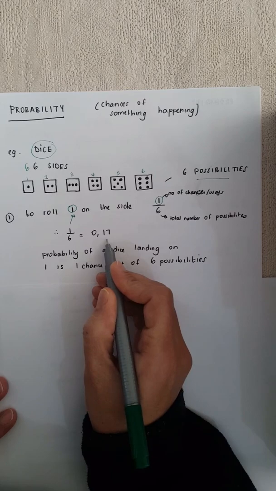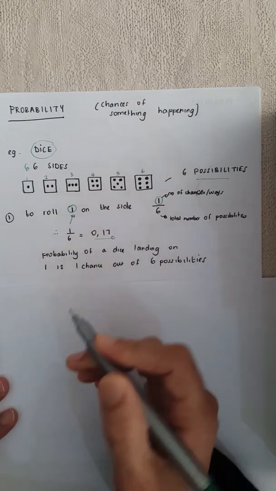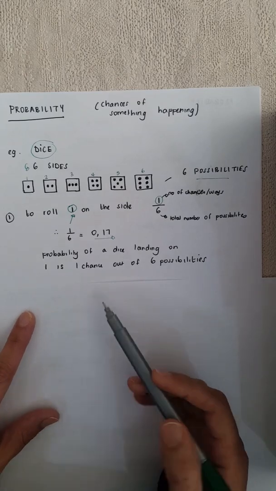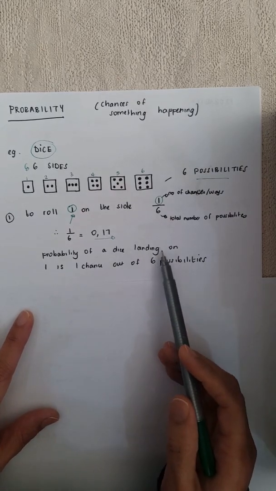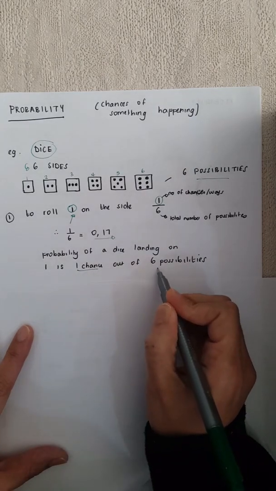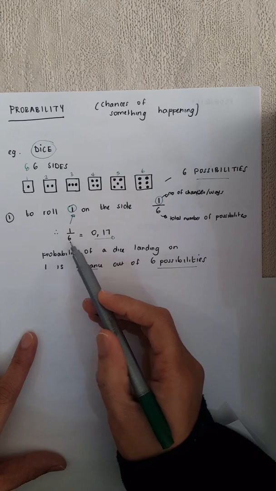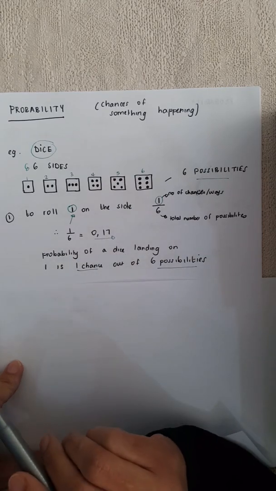If I want to write that as a decimal, I'm just dividing 1 over 6 on the calculator and getting 0.17. So the probability of a dice landing on 1 is 1 chance out of 6 possibilities. We write it as probability: 1 over 6, and as a decimal, 0.17.